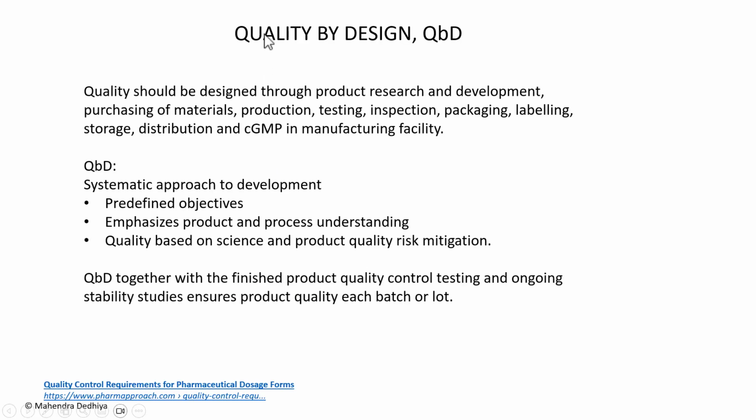Obviously, quality by design has been discussed previously. Just to refresh, it should be built throughout the development process, including production, testing, packaging, labeling, and distribution. QbD is a systematic approach. It has a predefined objective, product and process understanding. It also includes material attributes and is based on science and product quality risk mitigation. That means we have to identify potential risks and provide strategies to mitigate. QbD taken together with finished product quality control testing and stability ensures product quality in each lot.